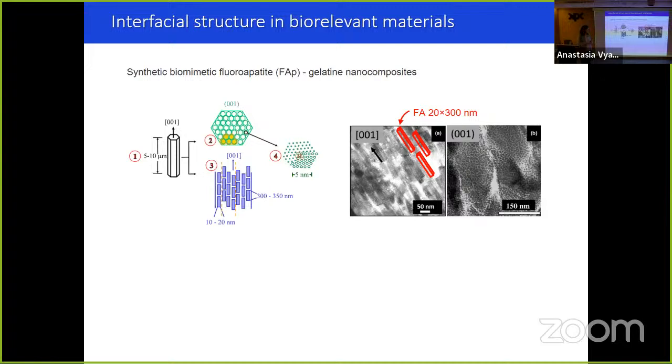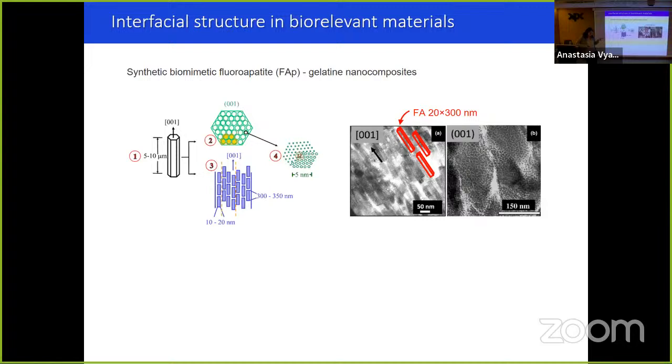in Berlin. Why is it called biomimetic? Because we used fluorapatite instead of hydroxyapatite, which is the most common constituent of hard tissues, and we used gelatin instead of collagen. So this is a system which is easy to produce and easy to measure. Therefore, it somehow mimics natural bone. This nanocomposite material has been studied by different characterization tools.